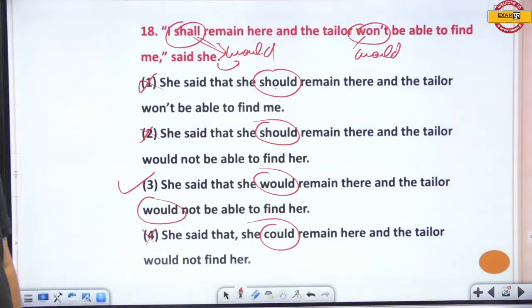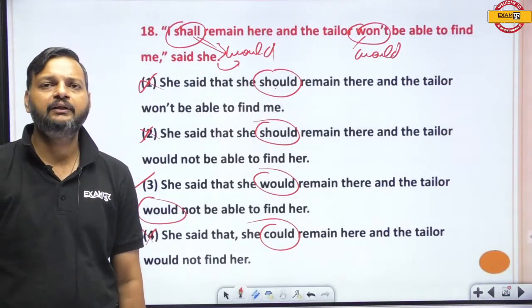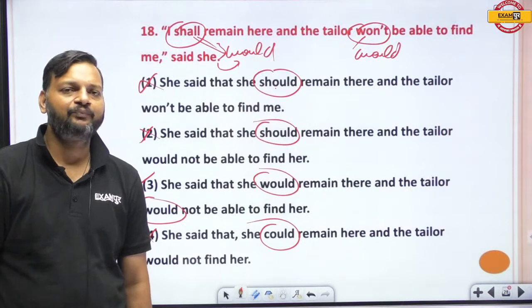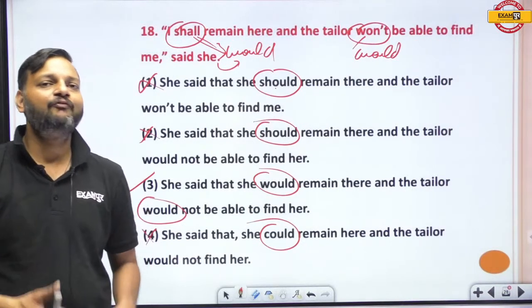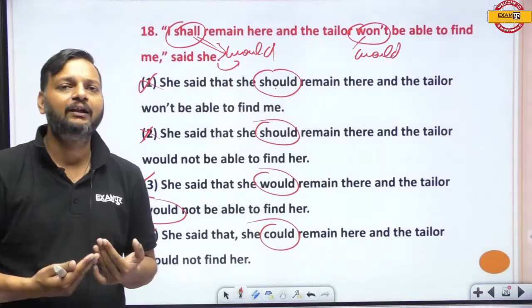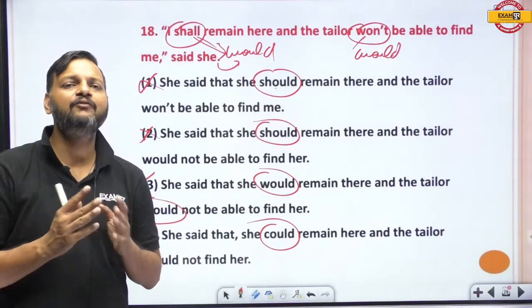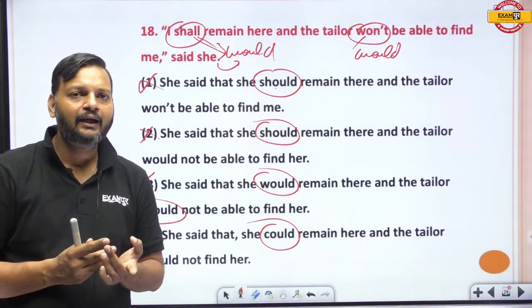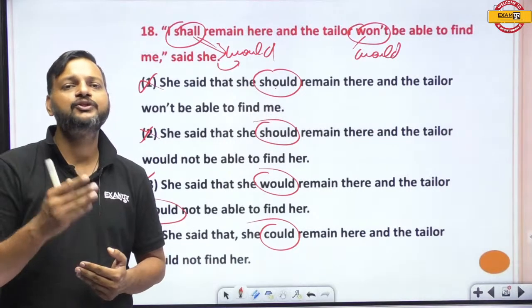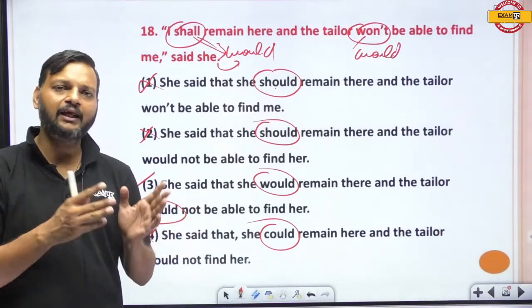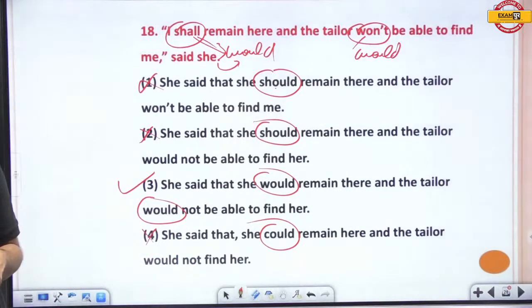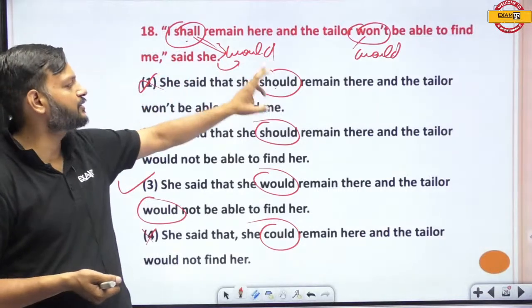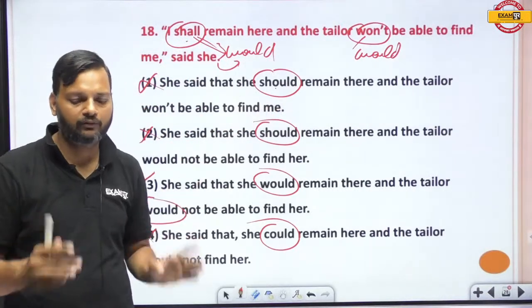This is a misconception among many students that shall has to be changed into should, but this is wrong. Whether it is shall or will, both mean future, and in future tense you have to change both the words shall and will into would. Many students get confused that shall has to be changed into should. It is absolutely wrong.